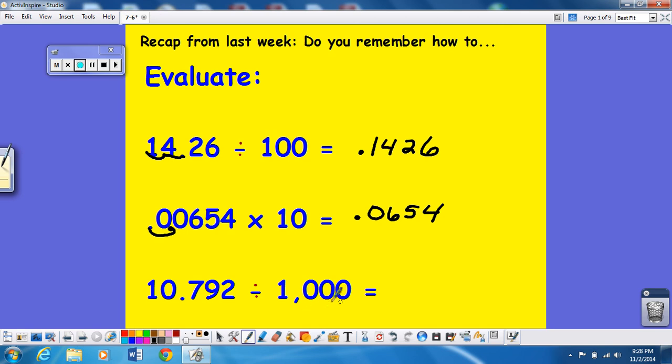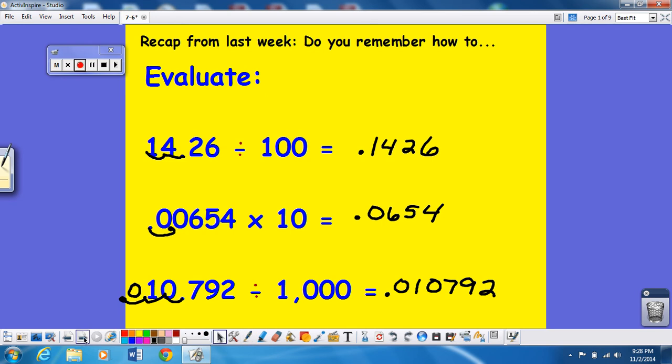And again, here's another one where we're dividing. Remember, there are 3 zeros, so I need to go back 3 places. 1, 2, 3. This spot with nothing in it needs a 0. So my answer is 0.010792, and the way you would read that is 10,792. Remember, tenths, hundredths, thousandths, 10,000ths, 100,000ths, millionths. So this number would be 10,792 millionths.